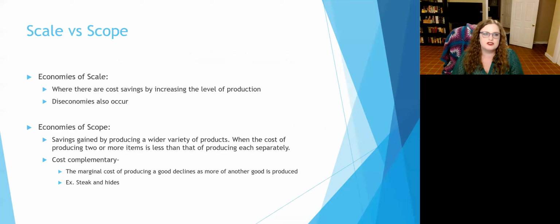Let's look at the definitions of these when we start thinking about scale versus scope, because you've probably heard of economies of scale and you've probably heard of economies of scope. Economies of scale are when there are cost savings by increasing the level of production. That's the idea of, like, you're making, I don't know, I keep going back to mugs. Let's say you're making mugs, right?